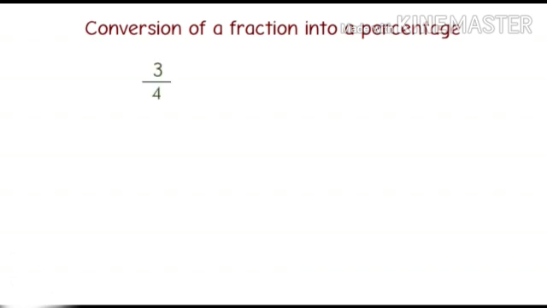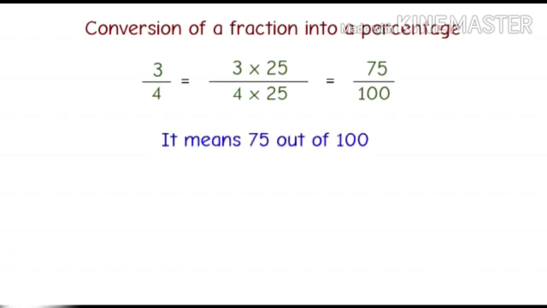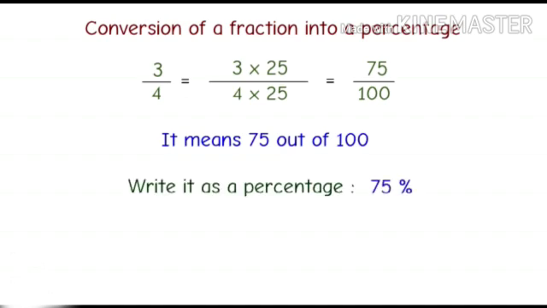3 by 4 is equal to 3 into 25 by 4 into 25. By which number do we multiply 4 to get denominator 100? Yes, it's 25. So, 3 twenty-fives are 75. It means 75 out of 100. Write it as a percentage, 75%.